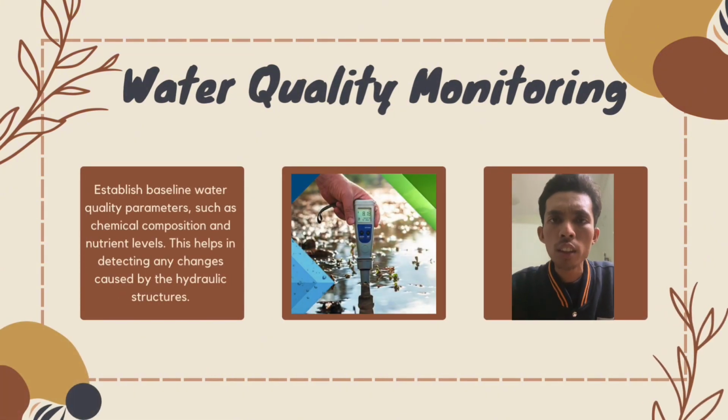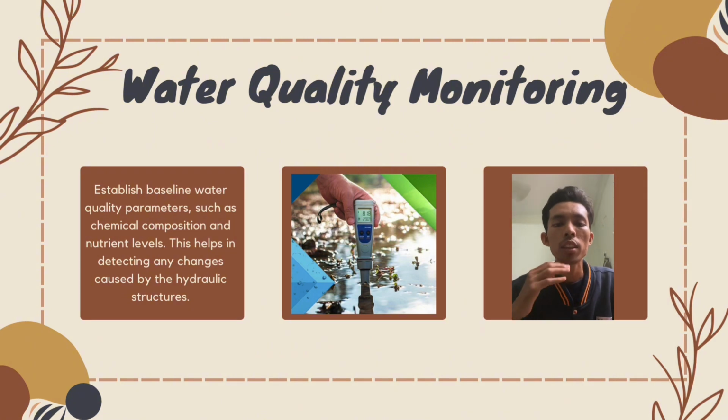Okay, so next, the water quality monitoring system. It can establish baseline water quality parameters such as the chemical composition and the nutrient level in the water, and it can help to detect any change caused by the hydraulic structure. I'll give an example. Water quality monitoring can involve conducting regular tests of a river ecosystem before and after construction. For example, we make a dam structure.